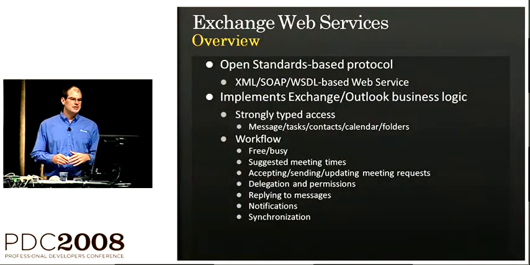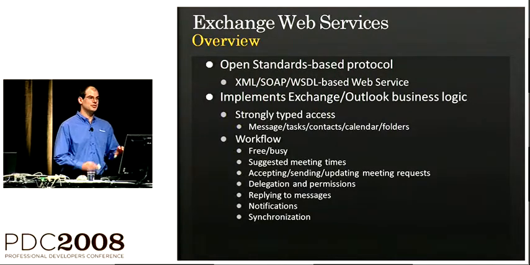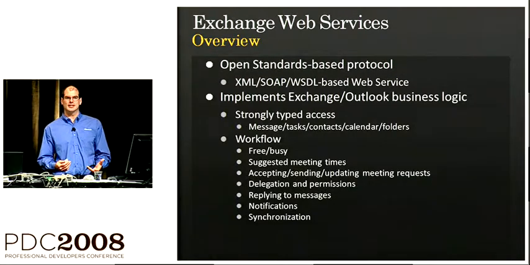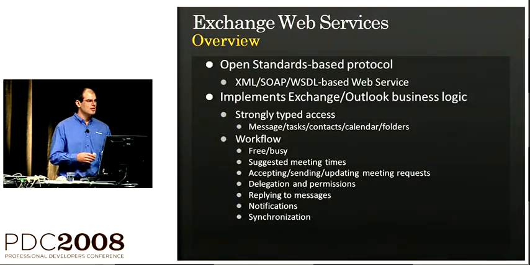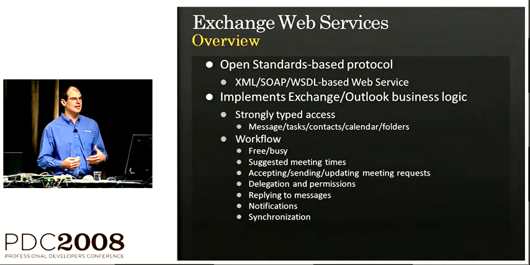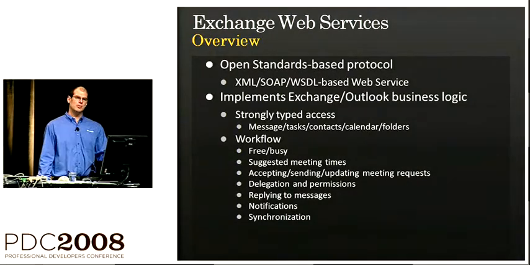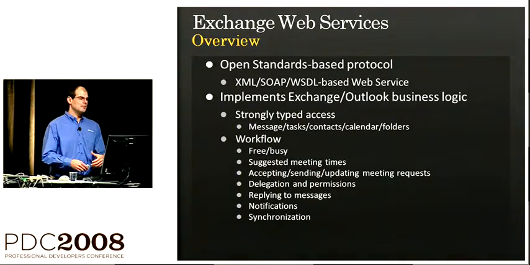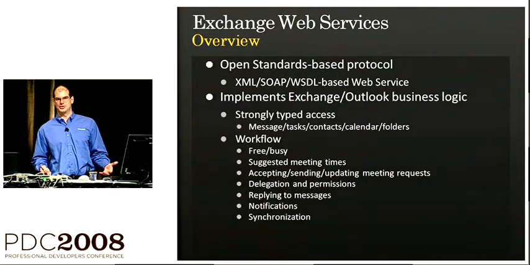So Exchange Web Services is open standards based. XML, SOAP, we have a WSDL file which defines all of our types. It's strongly typed access. We've got message objects, task objects, contacts, calendars, folders. Basically, all of the primary types that an Exchange user has in their mailbox, you can access using web services. We give you great workflow functionality. When I talk about workflow, I'm not talking about Windows Workflow. I'm talking about the kind of workflow that a user goes through in their day as they're using Exchange.